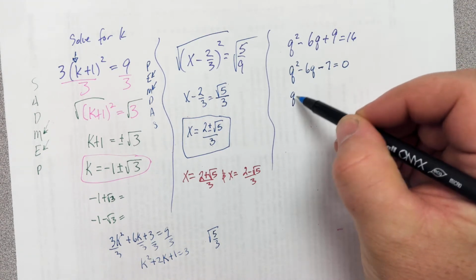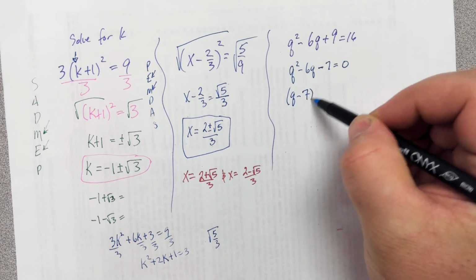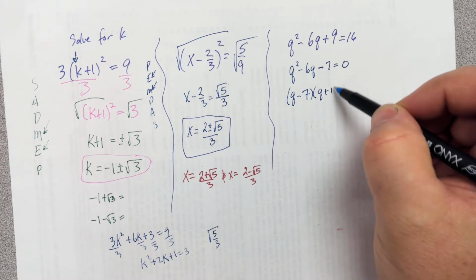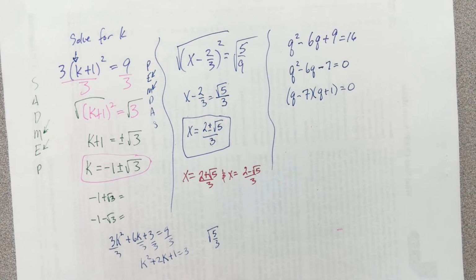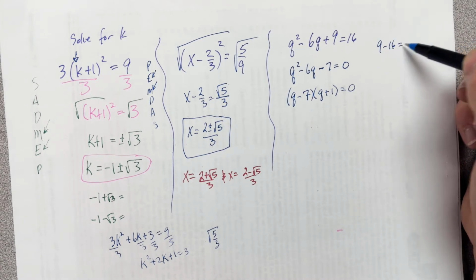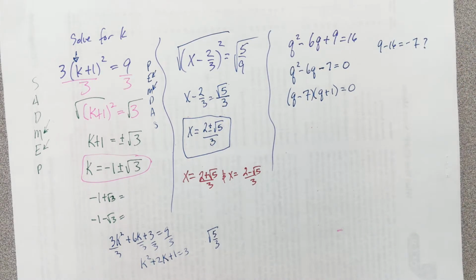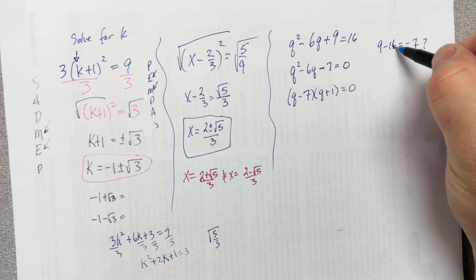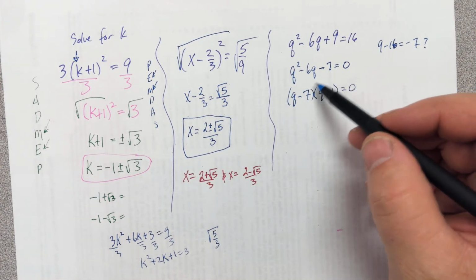What about 7 and negative 1? I think that's right. So let's make sure. Is 9 minus 16 really equal to negative 7? I mean, that's the kind of thing that, if I was taking a quiz, that's exactly the kind of thing I'd screw up. I hope so. Okay.